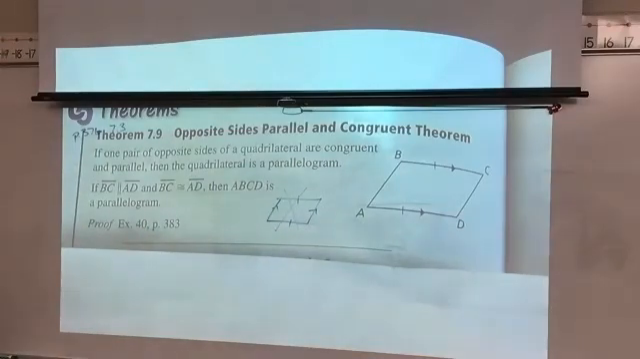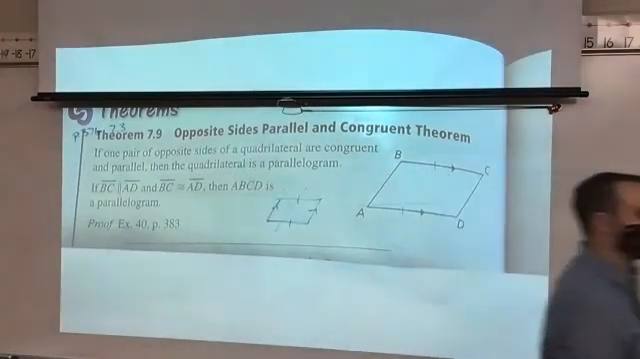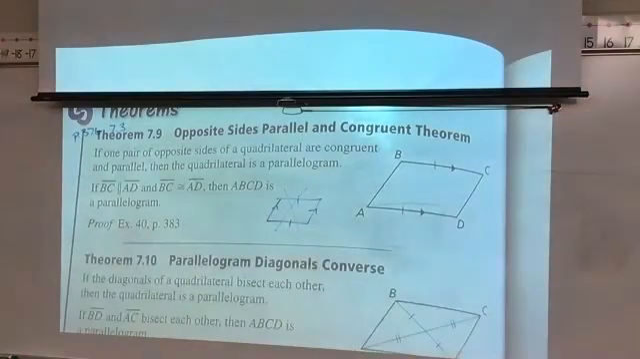This is probably the one that people forget about the most, just because there's two pieces of information that we need rather than just opposite sides being congruent or opposite angles being congruent. One pair, both congruent and parallel. And then we get our last one.